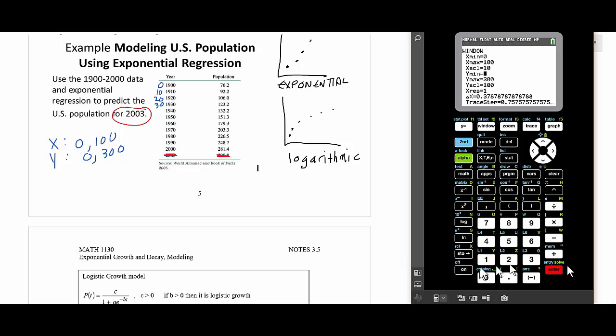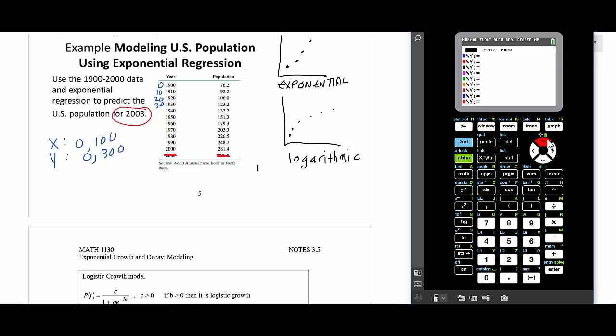Okay, like that. And then for the Y, let's go 0 to 300 by 100, like that. Okay, so once you get your data in, the other thing that you want to do is this. Just fill in your window like that, and then go to Y equals and clear off anything you have in there. If you got graphs from other problems we've done tonight, take them out.